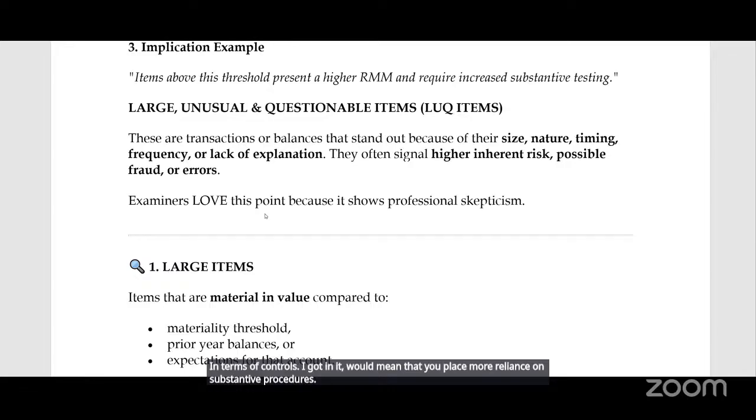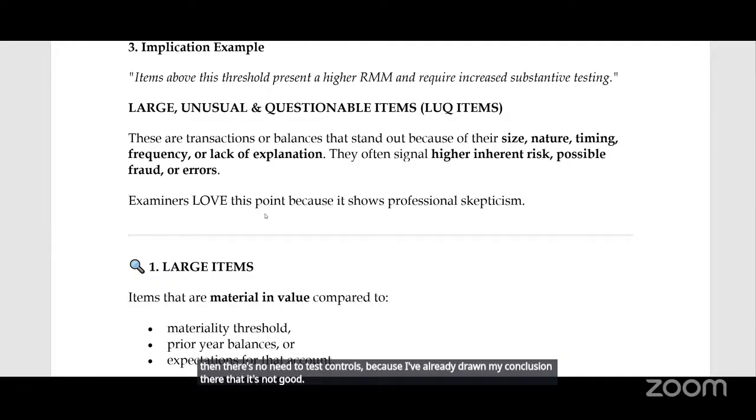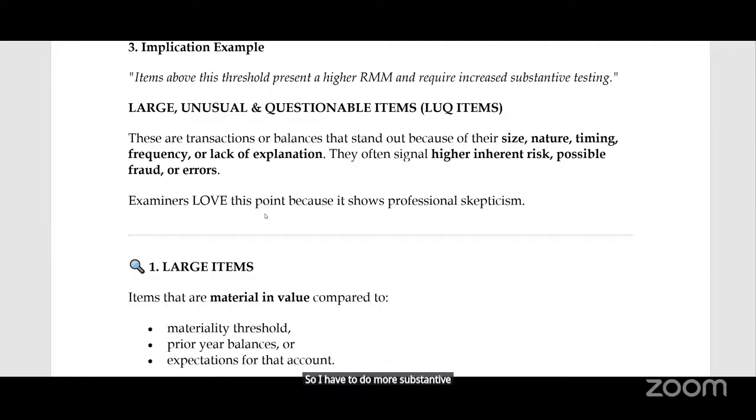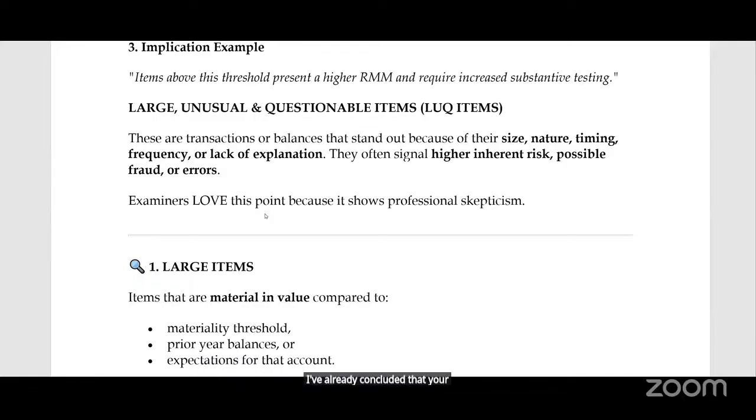Do you understand? Because if my control systems are not good, then there's no need to test controls because I've already drawn my conclusion there that it's not good. So I have to do more substantive testing. Does it make sense? But if my controls are good, then I have to do minimal substantive testing because I've already concluded that your system is good. So I don't have to test so many things.